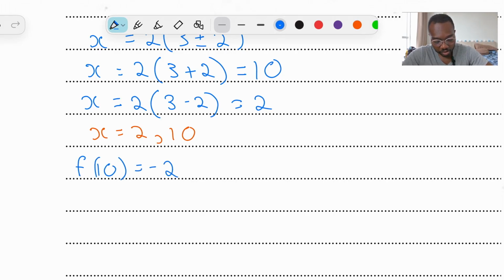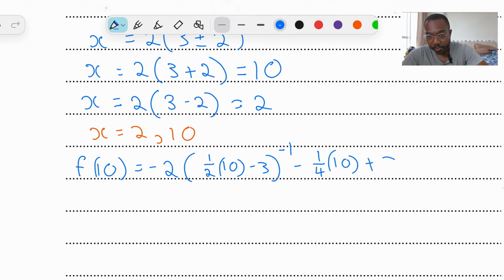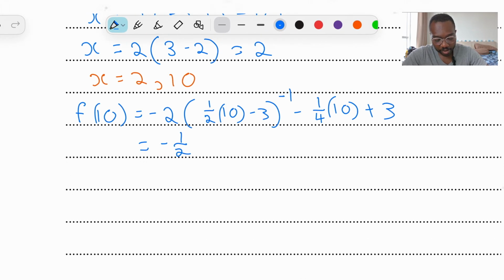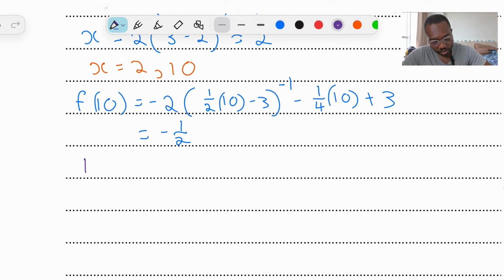That was minus 2, and then it was a half times 10 minus 3 to the minus 1, okay? And then that was minus a quarter times 10 plus 3. So if you work all of that out, okay, you will get minus a half. Let's put it into the calculator, you get minus half, so we know that the coordinates would be 10 and minus a half. Okay, and now that's the coordinates.